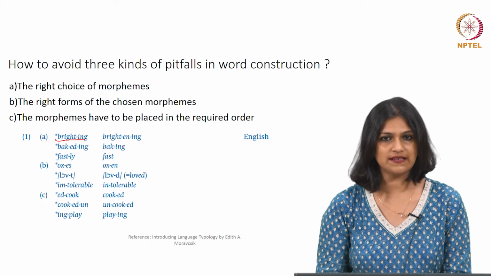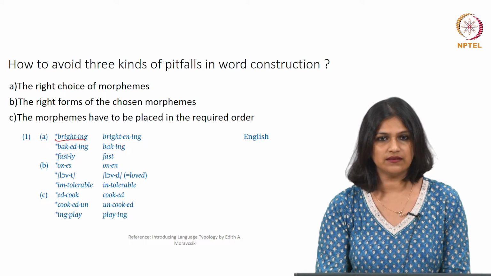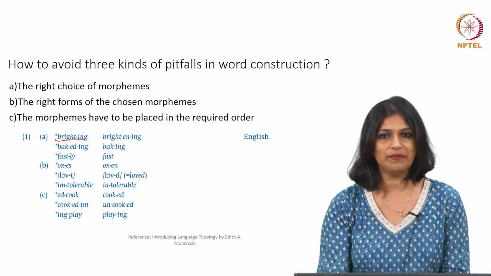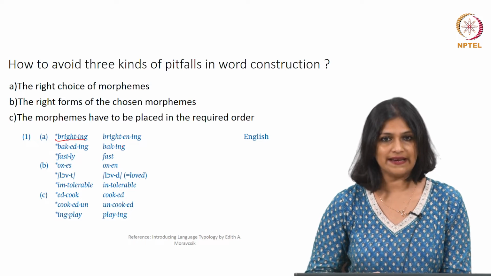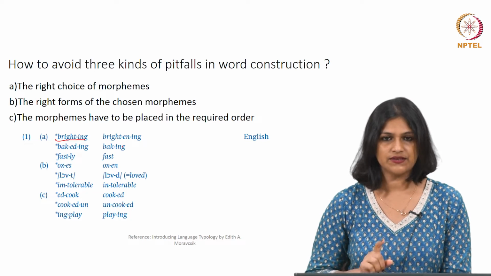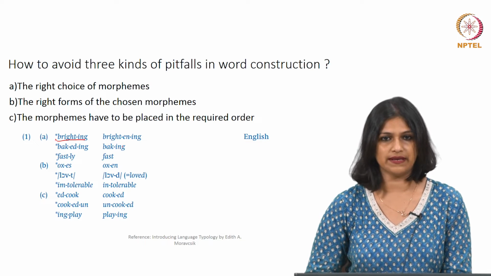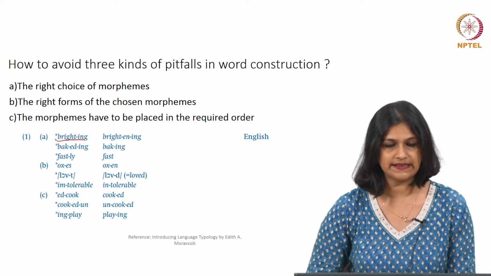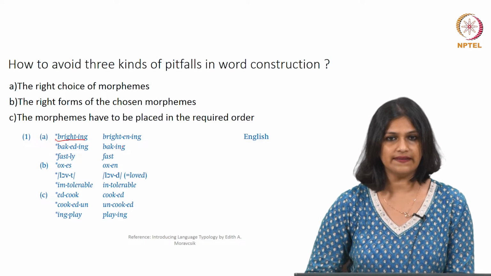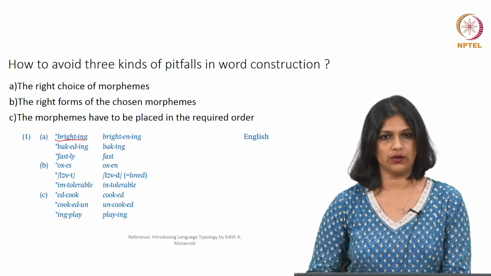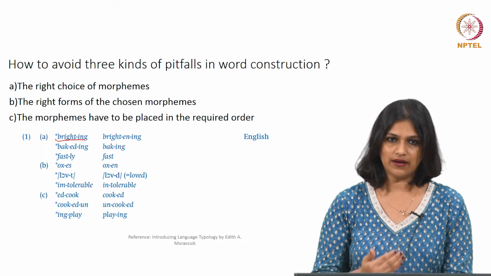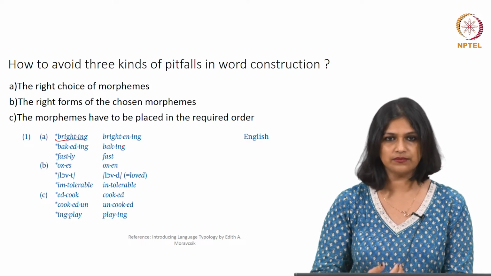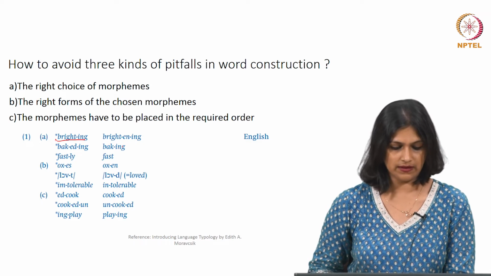So, the first pitfall listed, you must have the right choice of morphemes. That has been violated in the set of data that is given in 1A. Okay. Now, let us move to 1B. Considering we have written A, B, C pitfalls, I assume that B is going to be correlated with data number B.